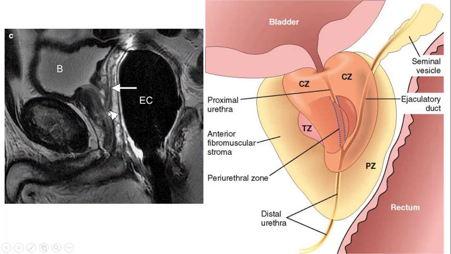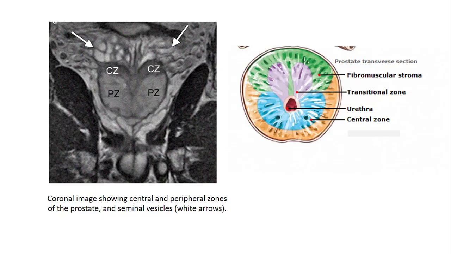Right here is where the ejaculatory duct blends in with the prostatic urethra. And here's the bladder here and the urethra here. And so that's a pretty good midline view, but you don't see much of the prostate body itself. And so we're going to see that a little bit better on the next coronal image.